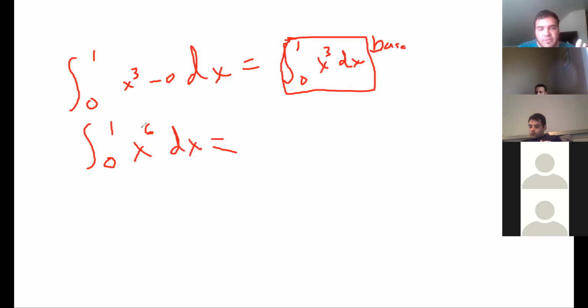Because I did x to the 3rd power squared. So it's x to the 6th power. And this one I even could do by hand. X to the 7 over 7 from 0 to 1, 1 to 0. So it's going to be 1 over 7. Let me check the answer sheet.